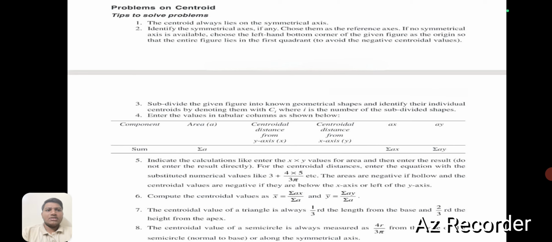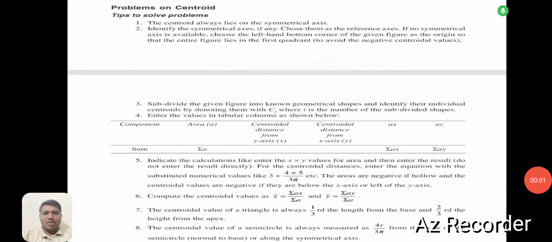If there is no symmetrical figure, we should choose its bottom as the origin so that the figure lies in the first quadrant. It is to avoid negative values. Subdivide the given figure into known geometrical shapes and identify their individual centroids by denoting them with Ci, where i is the number of subdivided shapes. Divide the given figure into sub figures and find their centroids. It will become easy to find the centroid of the given figure.